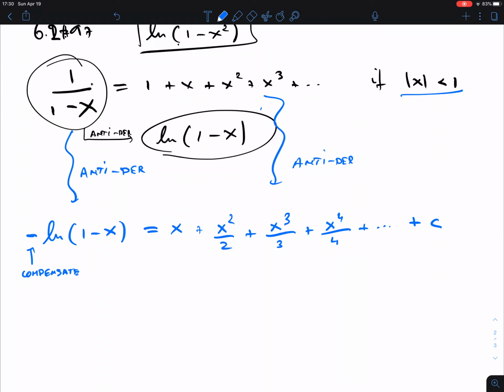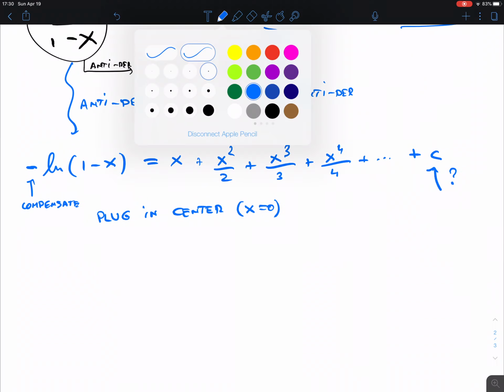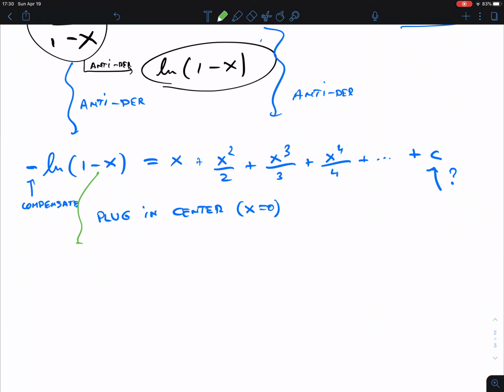How do I know what the constant is? How do we determine this c here? Plug in the center. In this case, that's x equals 0. Let's do that. I'll do it in another color so that you see what happens. So I'm going to plug in 0 in here. So I get minus ln of 1 minus 0 equals, and I'll plug in 0 there.